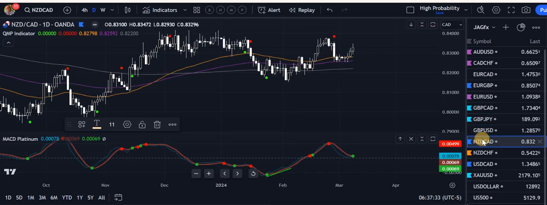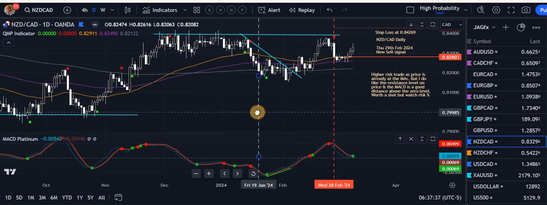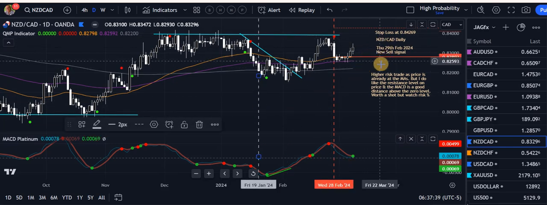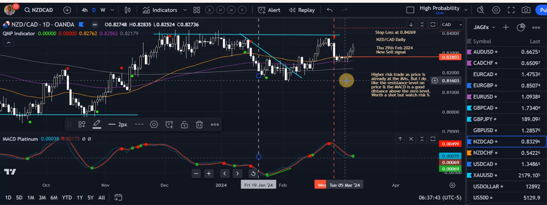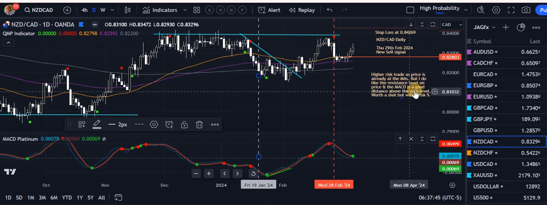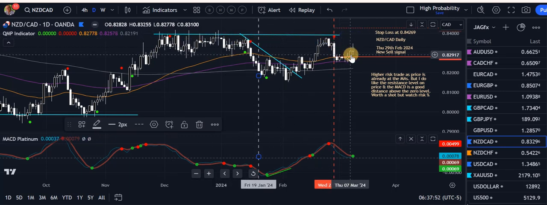New Zealand CAD, I think I'm in a sell trade that's going nowhere here. Hang on, I'll just move this grey line out of the way. So I took a sell trade here, 29th of Feb. It was a bit of a high-risk trade because we're going into the moving averages already. You can read my notes there. But I did like that resistance level on price here. It's come up and sort of close to it. But now we're heading back up towards it again.